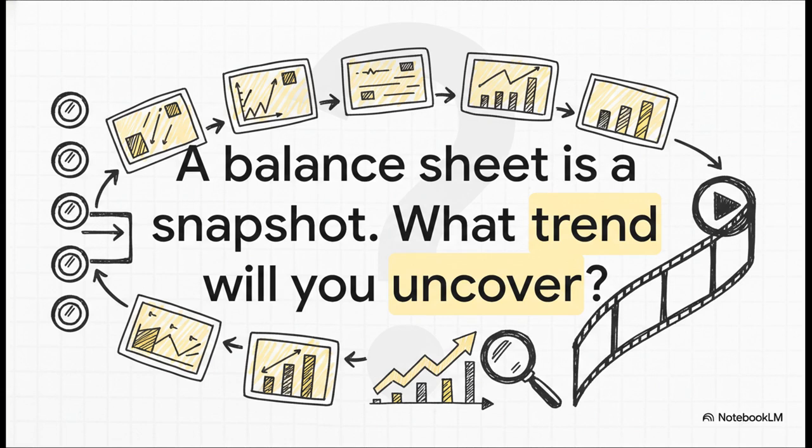So we've established that one balance sheet is a static photo, but the real magic, the real insight, comes when you lay that photo next to the one from last quarter and the quarter before that. You turn those snapshots into a movie, and that movie tells you the real story of a company's journey. So the final question I'll leave you with is this. Now that you know what's in the snapshot, what's the first trend you're going to look for?